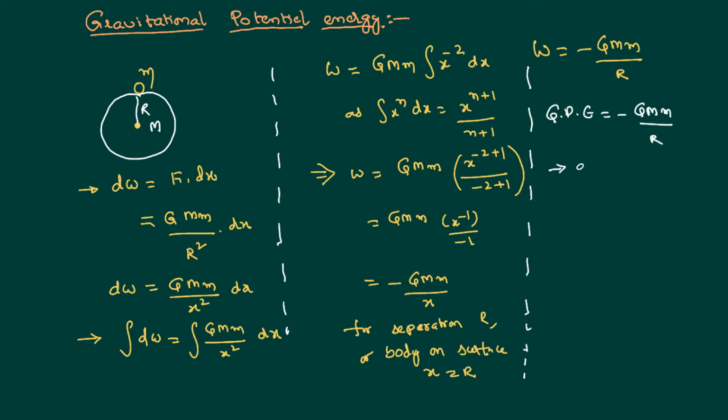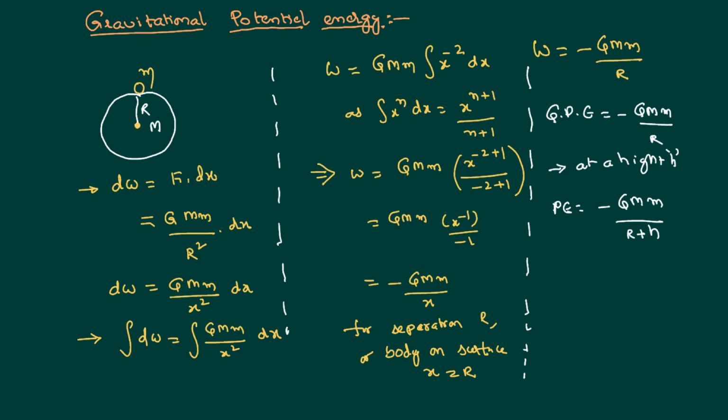Suppose the body is at a height h from the surface of the earth. At a height h, we can write the gravitational potential energy as minus G M m by r plus h. Negative gravitational potential energy is a symbolic way of saying that the body is on the surface of the earth and it is bound to the influence of the earth.